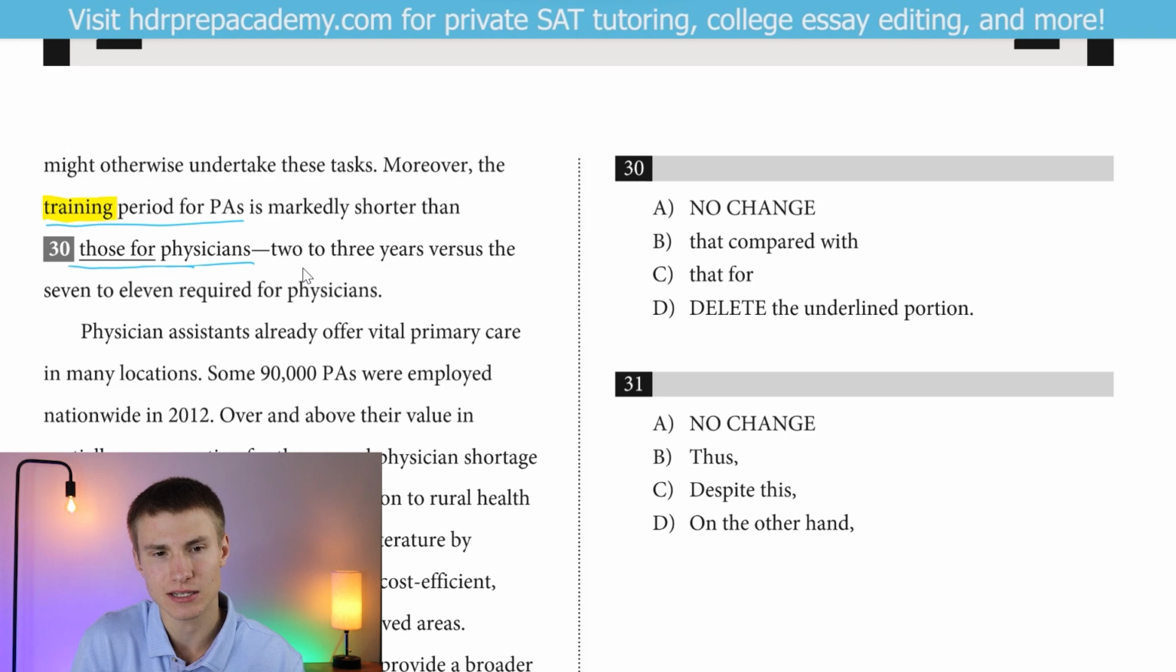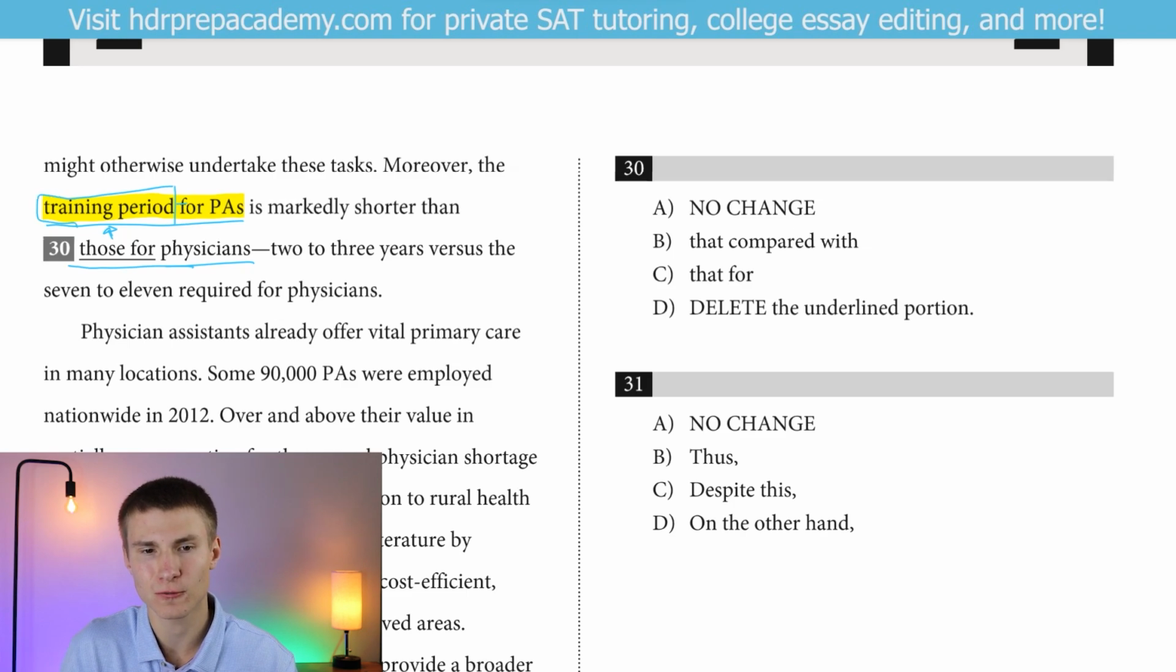So in this case, I'll go ahead and highlight this. We're comparing the training period for PAs. It has to be the training period for physicians. Now keep in mind, we don't have to restate training period as long as we indicate we're referring to it with that. Why is it that and not those? Well, the reason is that training period is singular. We ignore for PAs because that's a prepositional phrase describing the training period. The training period is singular, therefore we have to have that for physicians.